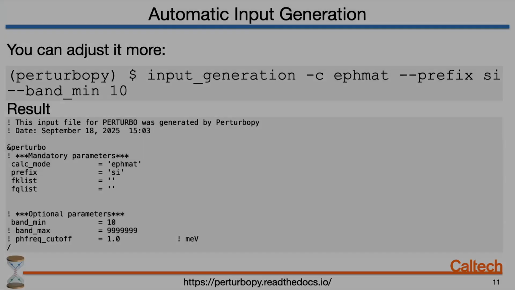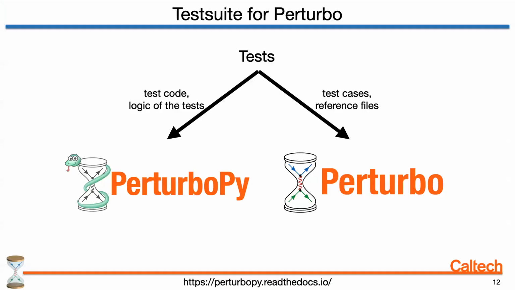Now let's go back to the presentation and talk about the test suite for Perturbo. The general idea is that we split the tests into two parts. The first one is the test cases, which are reference files that we compare our calculation against. These reference files are saved in the Perturbo folder itself, in the folder tests. The second part is the test code. It contains all of the logic for how to run the tests and how to compare results, and it's inside of PerturboPy.